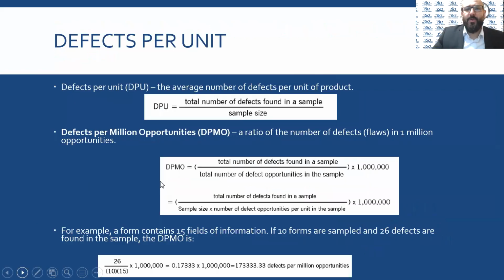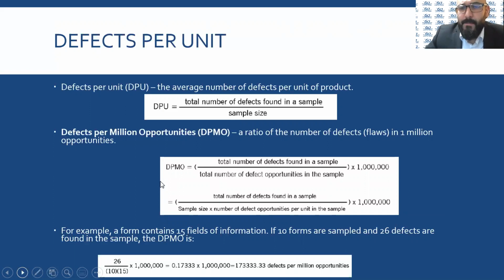Also, something related to that, we need to go over some of the calculation of defects, some of the terms as well. Defects per unit, or what we call the DPU. The DPU is the average number of defects per unit of product: the total number of defects found in a sample divided by the sample size. This is what we call the DPU.